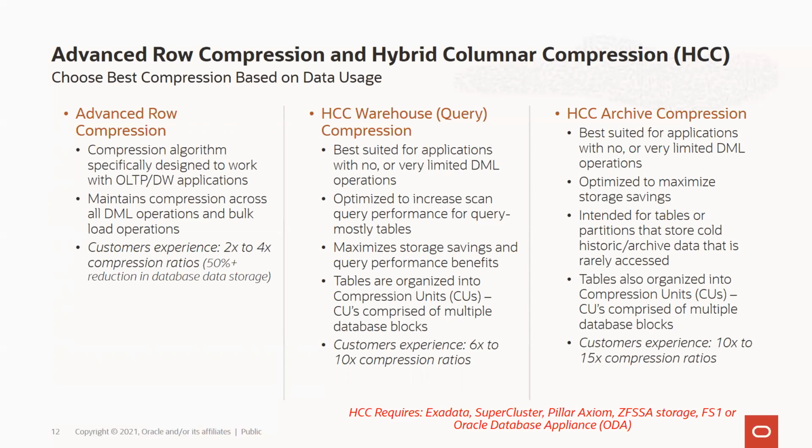It typically gets a 2 to 4x compression ratio. A 2x compression ratio is about a 50% reduction in the footprint. So if you have an application, again, data warehouse is fine. But if you have an application that is specifically making modifications to the data using DML inserts and updates, you want to use advanced row compression for that application.